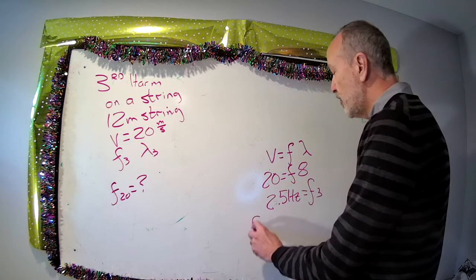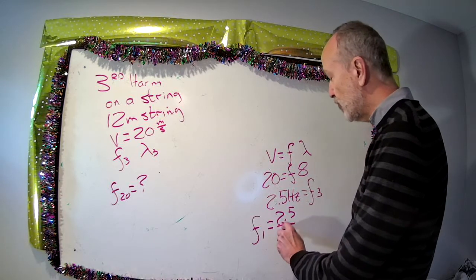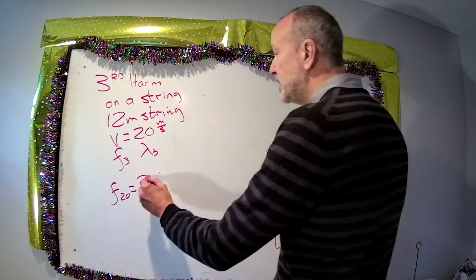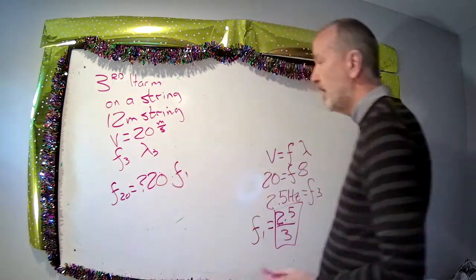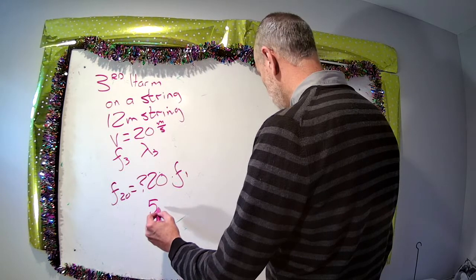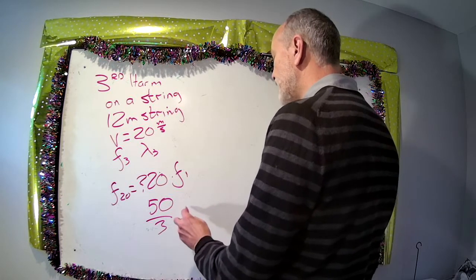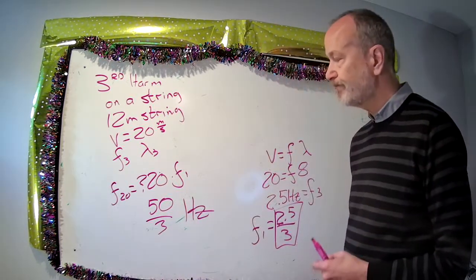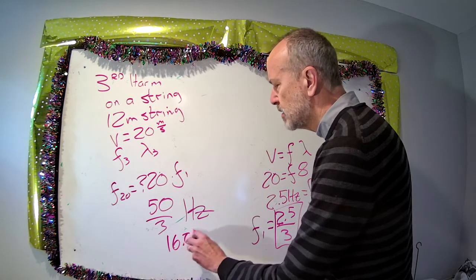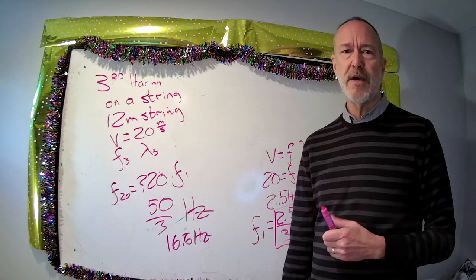That means the first harmonic, the fundamental, would be 2.5 divided by 3. Really wish I'd picked a different number. But if that's my fundamental frequency, this would be 20 times my fundamental frequency. So it would be 50 divided by 3. I'm doing something wrong? Nope, I think that's right. 50 divided by 3, in hertz, that'll be 16.6 repeating hertz. See how easy that is? Now I've got that, I can find the wavelength of the 20th harmonic.